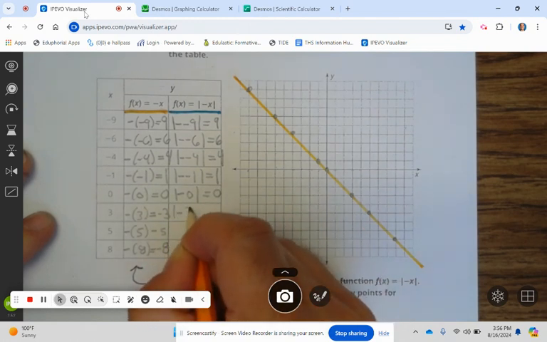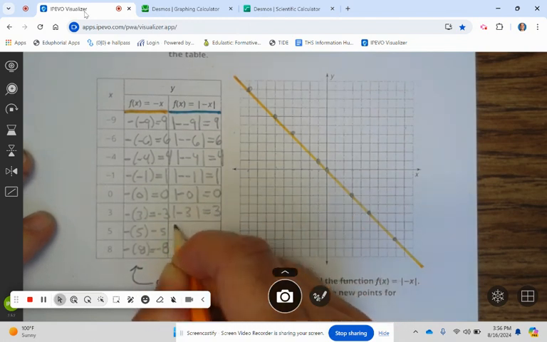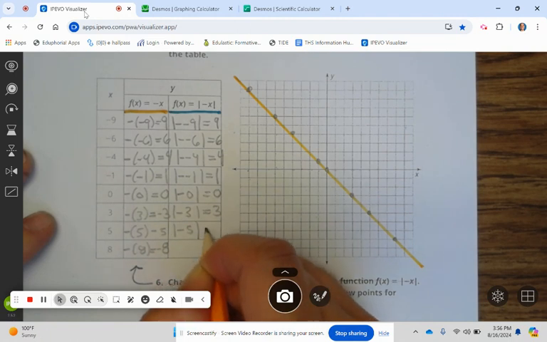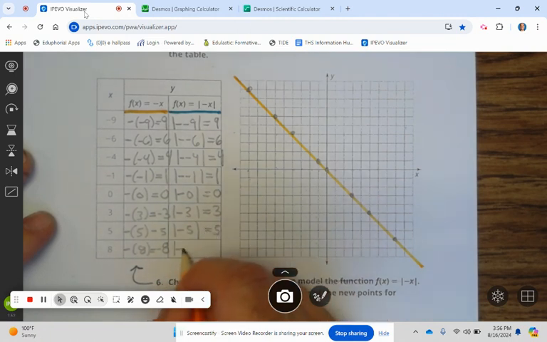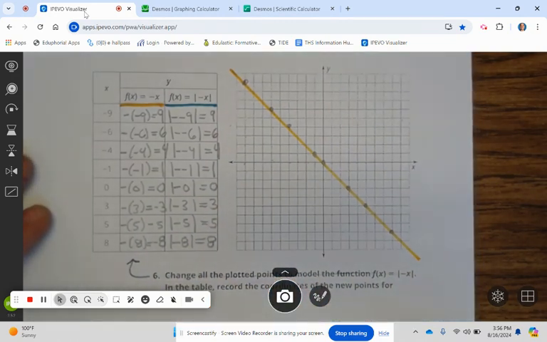The absolute value of negative 3 is 3. The absolute value of negative times 5 equals 5. The absolute value of negative times 8 equals 8. Okay, let's go ahead and graph those points.